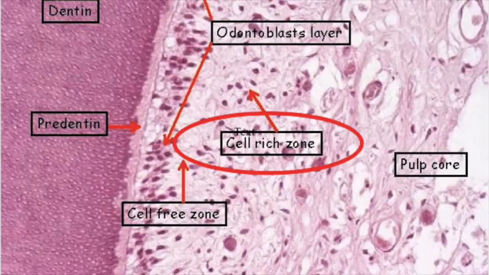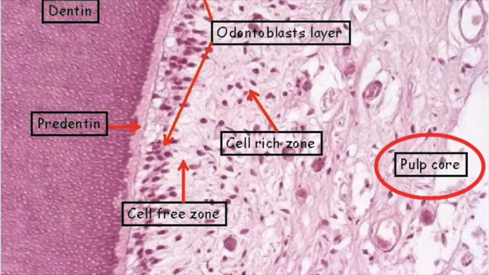Third, we have the cell-rich zone. This is the party zone. Lots of cells like to hang out here. It has a high cell density that is mainly fibroblasts and mesenchymal cells. As we remember, mesenchymal cells have the ability to become odontoblasts, fibroblasts, or macrophages, depending on what job needs to be done.